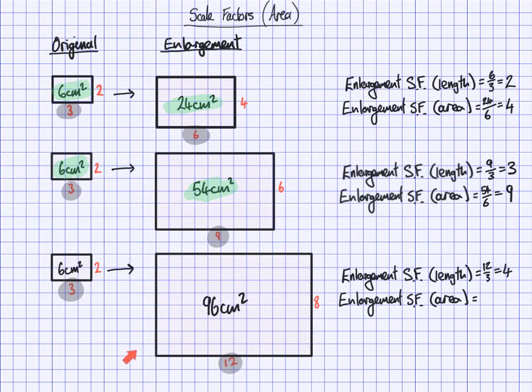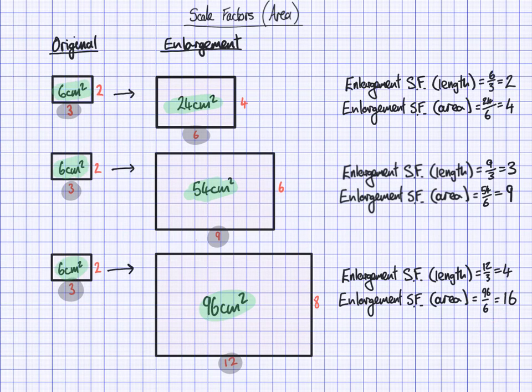And then for the area, we're going to look at comparing our area of 6 square centimetres to our 96 square centimetres. And again, creating an enlargement scale factor for area, if it's an enlargement, it needs to be greater than 1, so big number over small number. It's 96 over 6, which simplifies to 16.